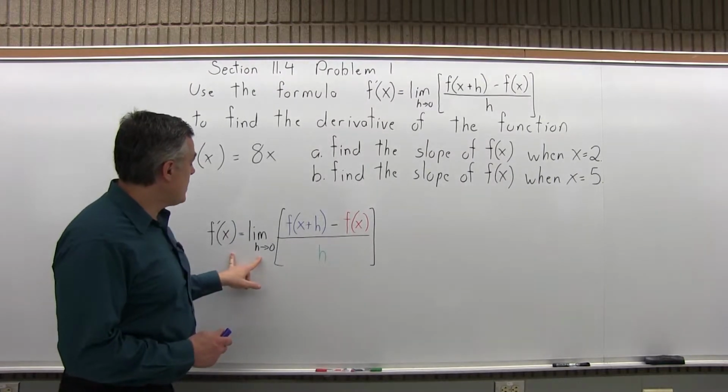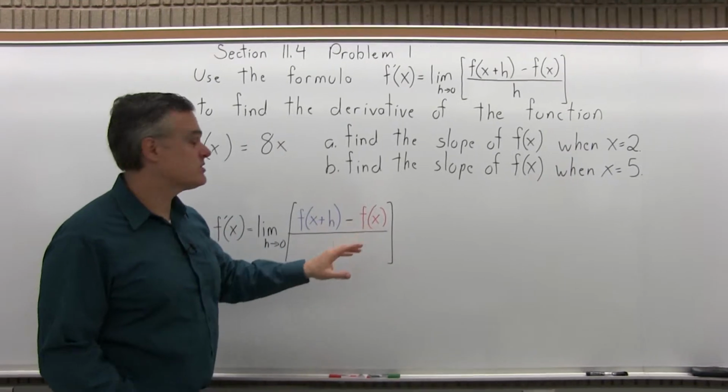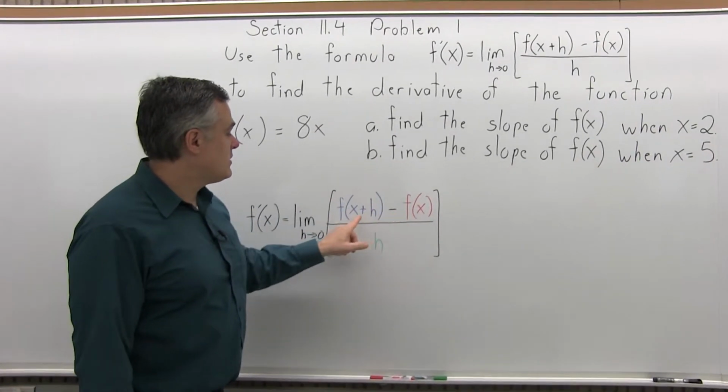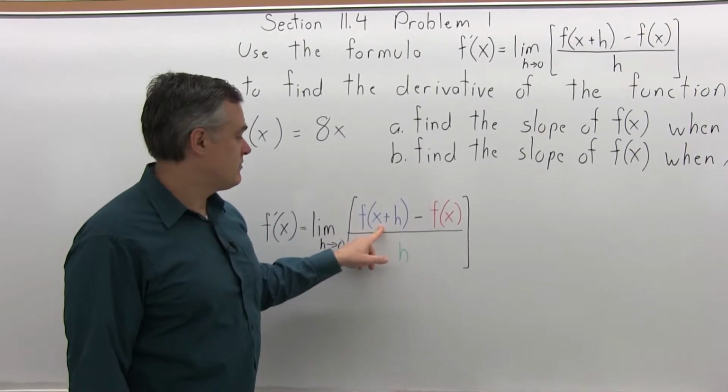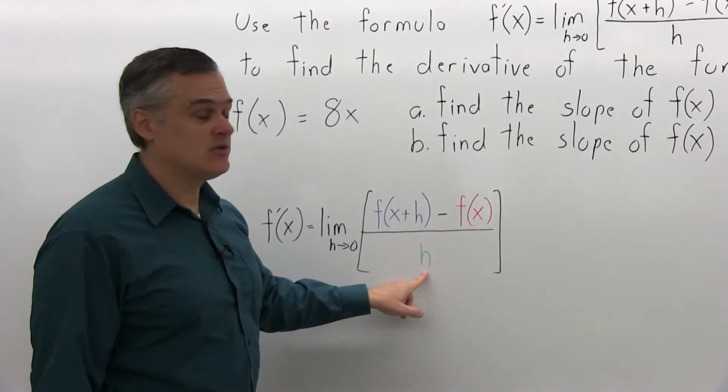So I've recopied the formula with different colors. I consider this formula, called the difference quotient, to have 3 parts. The f of x plus h part I have written in blue, the minus f of x in red, and then the h in green.